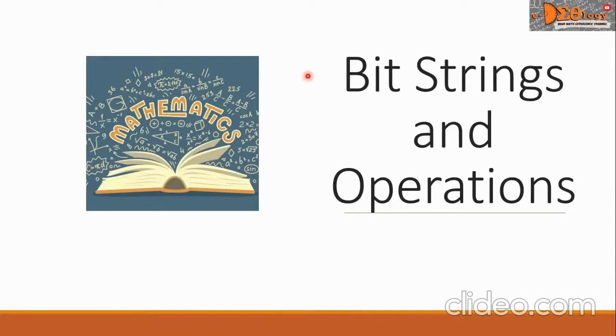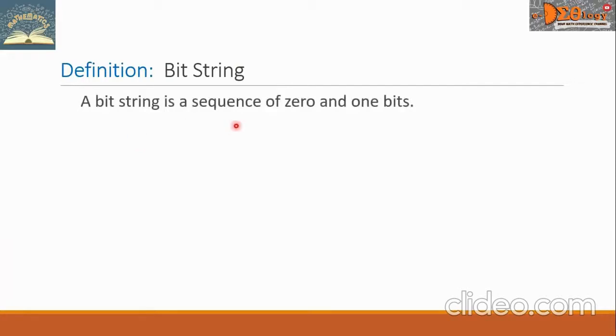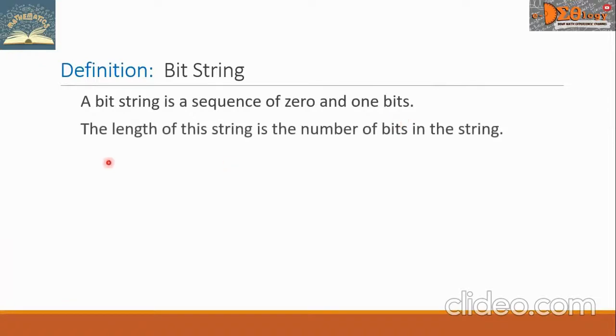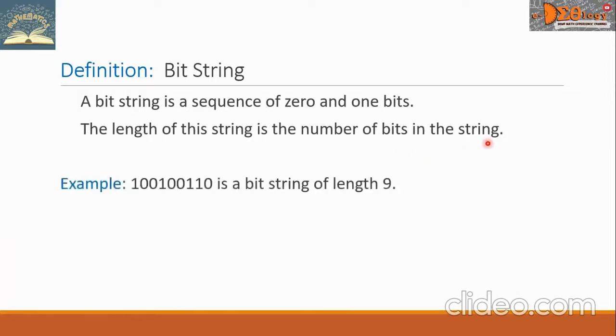Today we're going to study bit strings and operations. Let us define bit string. A bit string is a sequence of 0 and 1 bits. The length of this string is the number of bits in the string. For example, 100100110 is a bit string of length 9.